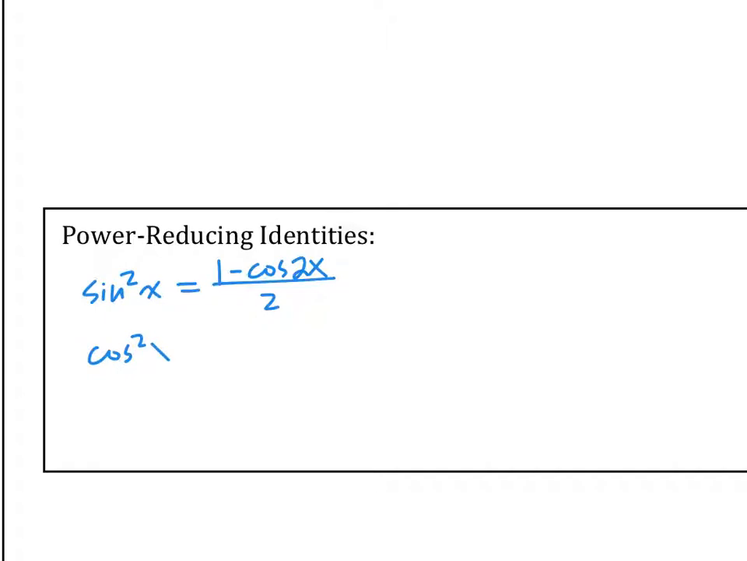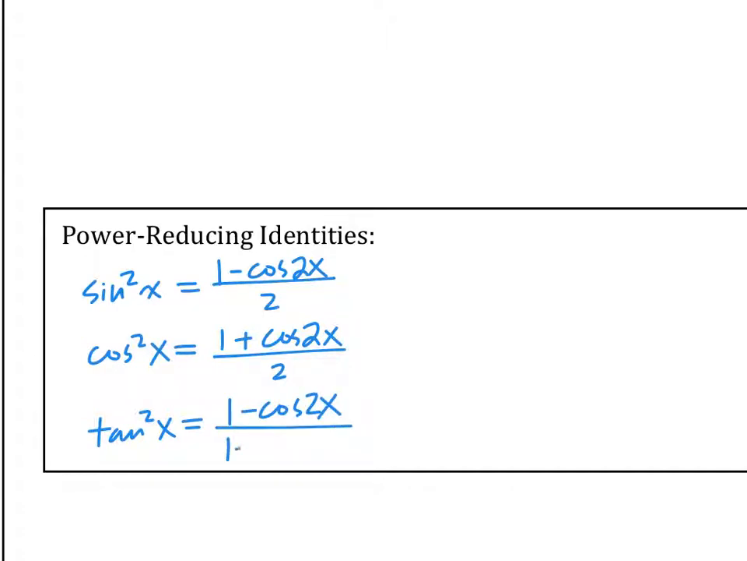Cosine squared x is the same. It is 1 plus cosine 2x over 2. And then tangent squared x is going to be 1 minus cosine 2x over 1 plus cosine 2x. Okay, the power reducing identities we don't use very often, but in proofs we will see them sometimes. Just know that they are there, and you may need to use them if there is something you cannot prove.